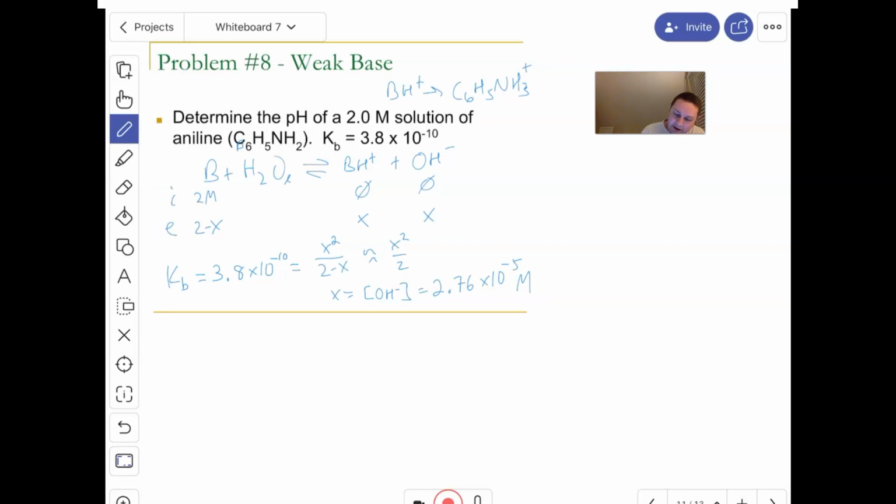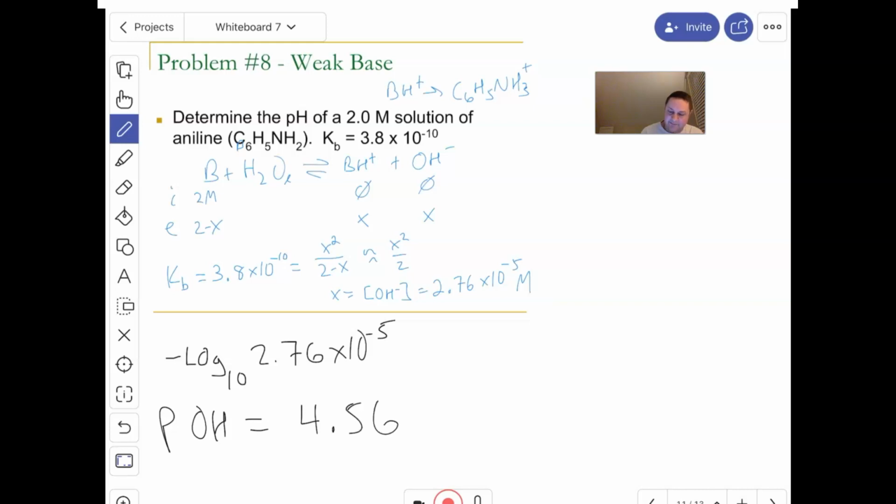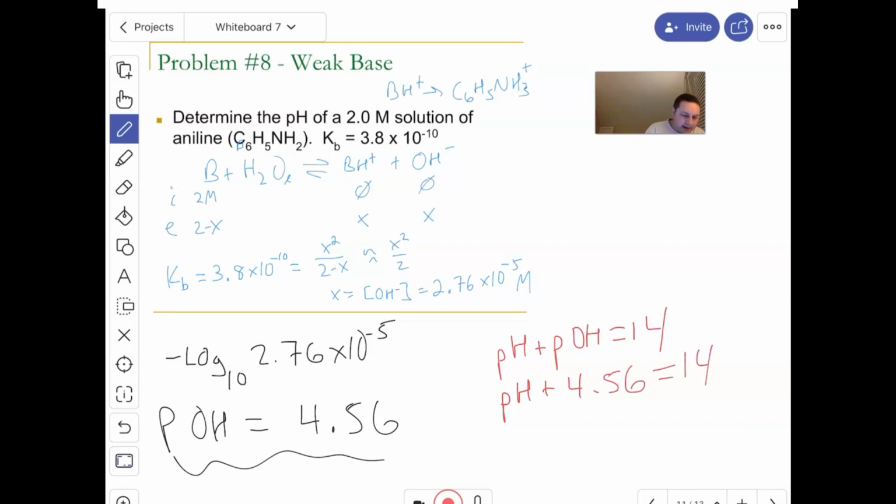I like going the pOH route. So I'm going to do the negative log base 10 of that OH concentration, 2.76 times 10 to the minus 5th, because that's going to give me my pOH value. So I'll do that on my calculator right now as I speak. And I'm getting a pOH of about 4.56. So now the last thing that I would like to do is use the idea that pH plus pOH always equals 14. So if I plug in, pH plus 4.56 equals 14, I can figure out what my pH is, and I get pH of this equals 9.44.